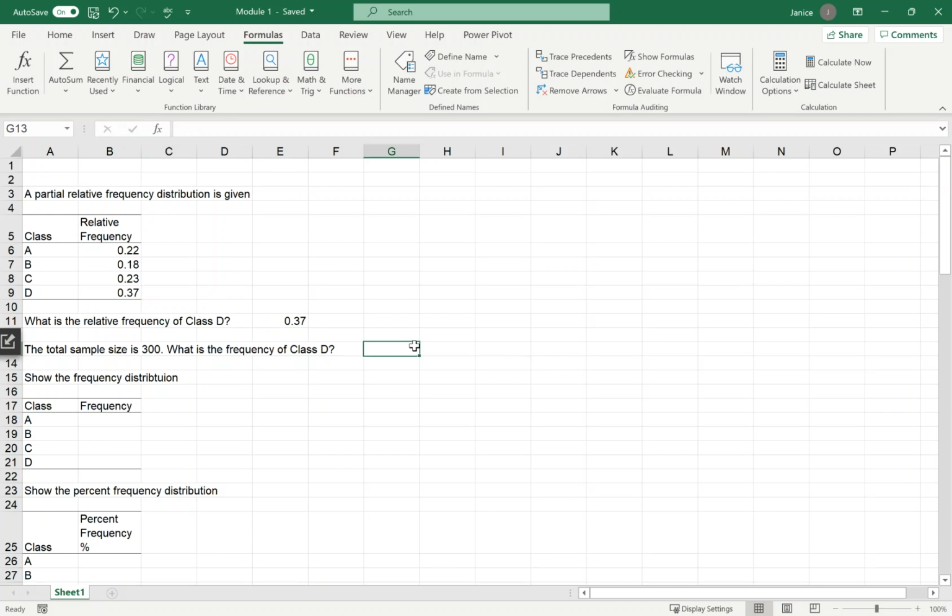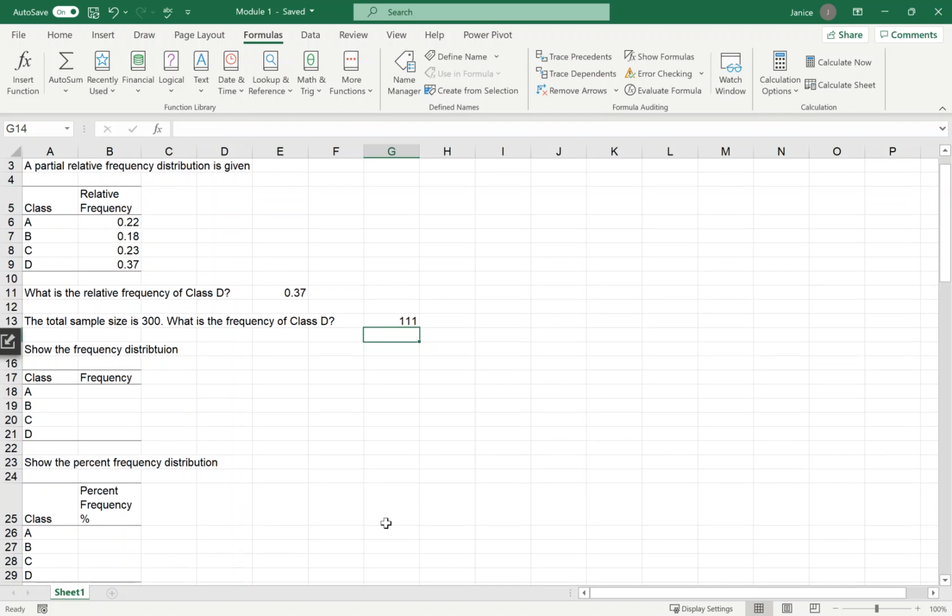Then it says, suppose that the sample size is 300. What would the frequency be of class D? Well, if we have 300 and we know that class D is 37%, we just take 300 times 0.37 and we have 111 individuals in class D.